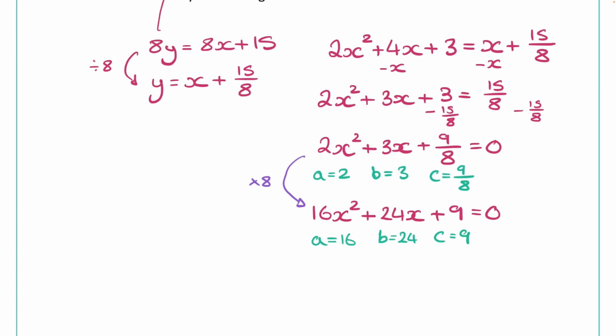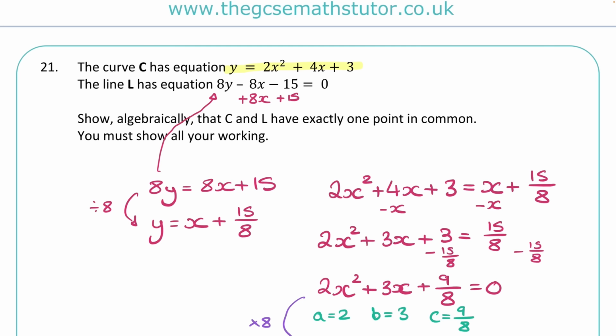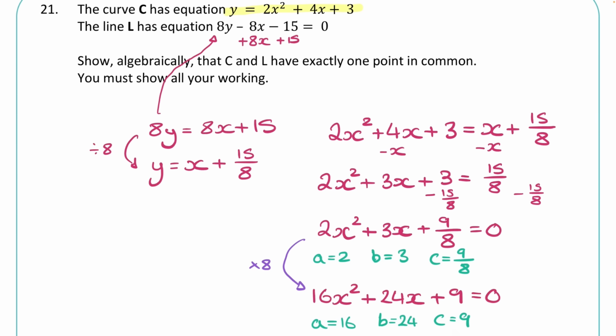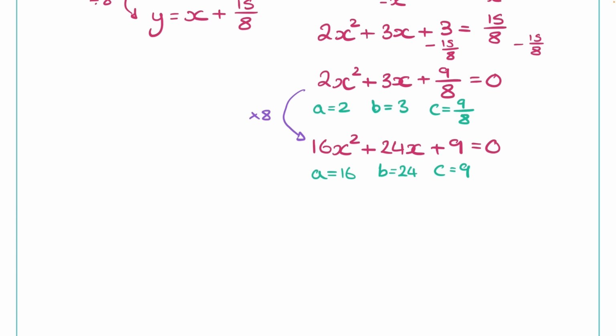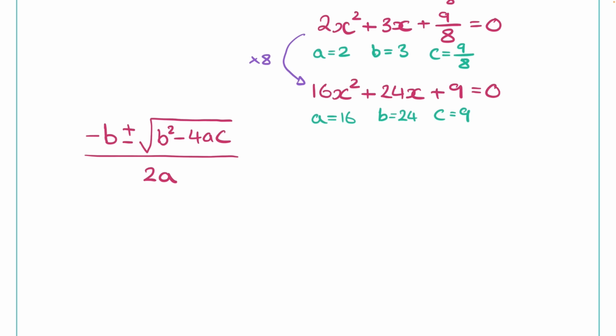Now it really depends. You could still use the quadratic formula here. If it only has one point in common, then typically that means it probably does factorise, or it should factorise. But as you have the quadratic formula anyway, minus b plus and minus the square root of b squared minus 4ac all over 2a, why sit and try and factorise something when that formula is going to be so nice and quick for us to use?